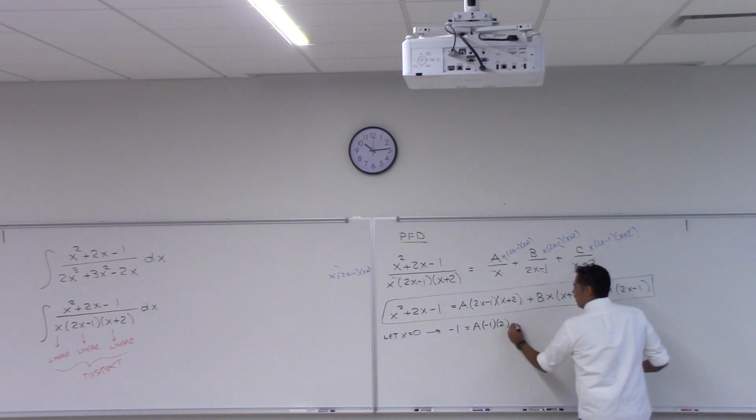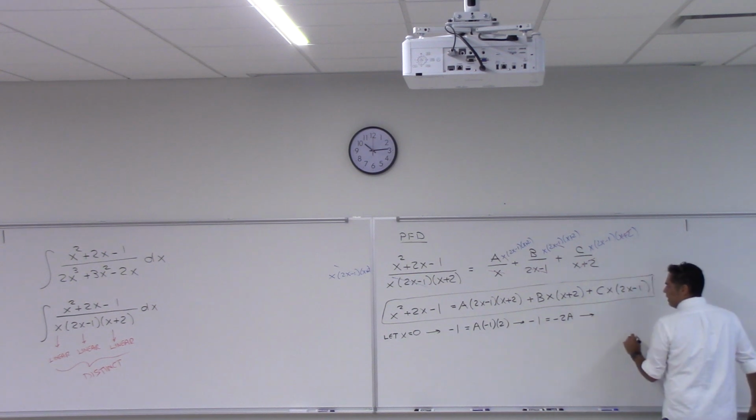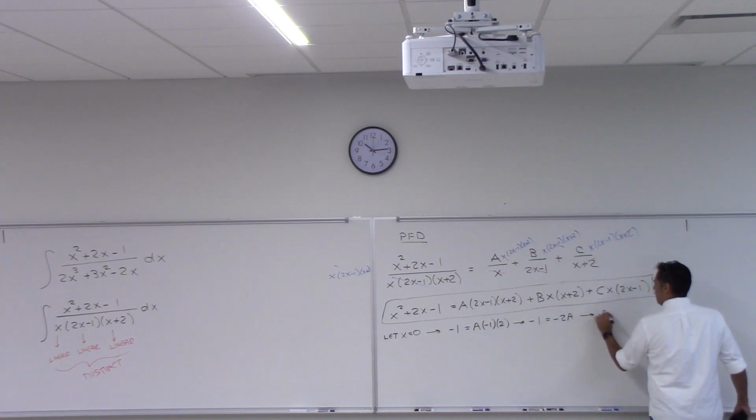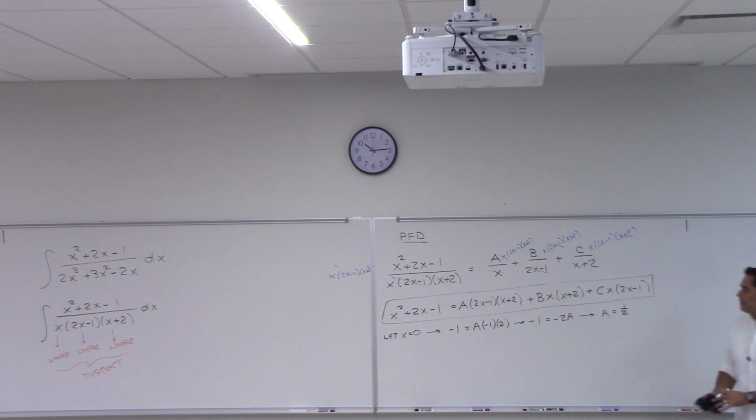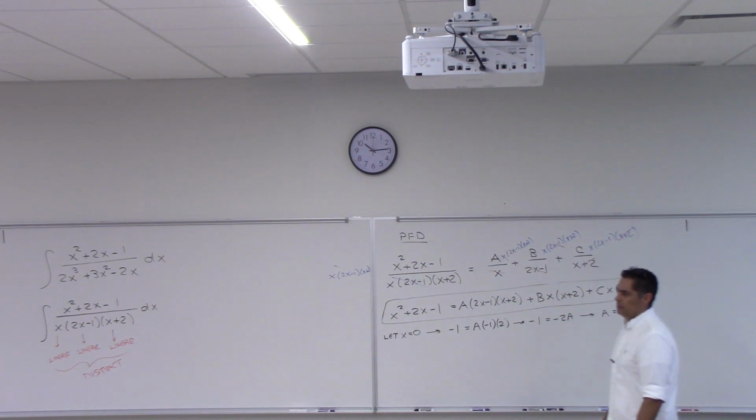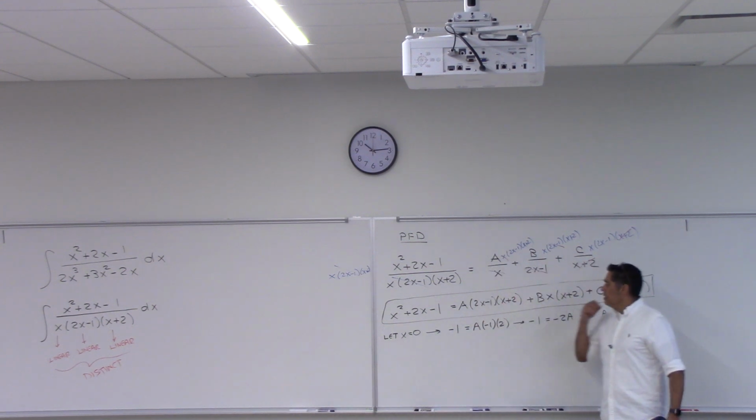So what do we get here? We get negative 1 equals negative 2A, and divide both sides by negative 2, and you get A is a what? 1/2. Right? A is 1/2. That makes sense, everyone? All right, now I've got A, right? I've got A. Now let's get B.